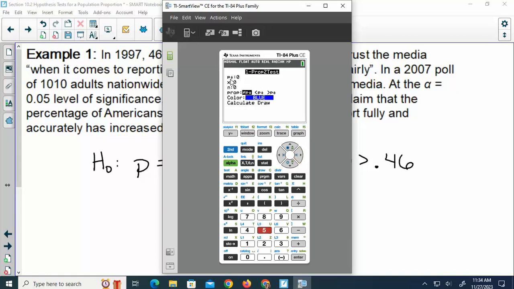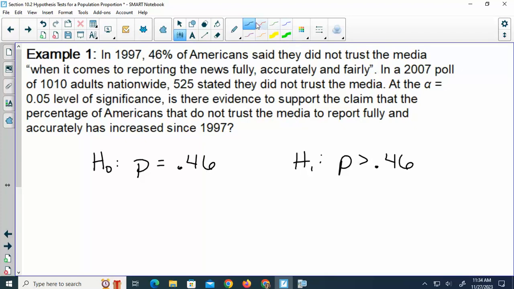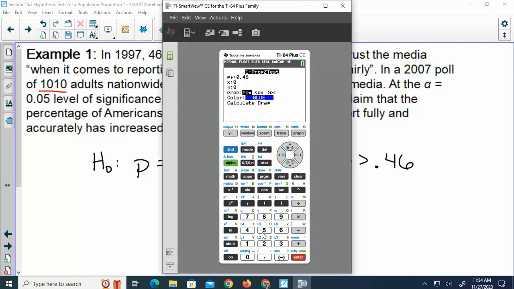Okay, so then it asks for the p sub 0, the null hypothesis proportion. So that is my 0.46. My x, we look back here and it said in their poll of 1,010, 525 did not trust the media. Remember when we did this example, we had to calculate our p hat, our x over n. So the x is the 525. The n, the total number of people in our study, was 1,010.